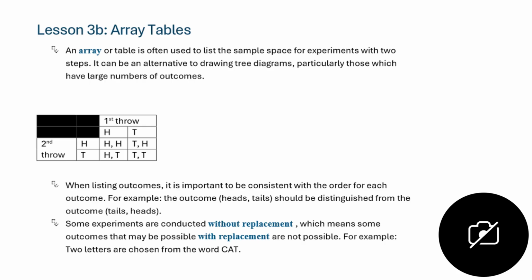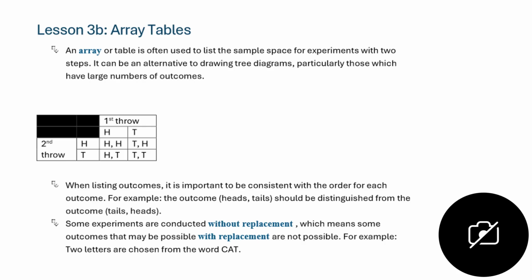So we are going to cover array tables. Now, array tables and tree diagrams are really similar to each other. However, array tables are actually more similar to a two-way table. We can see a two-way table here, but instead of listing the probabilities, it's listing those outcomes. So similar to the tree diagram.